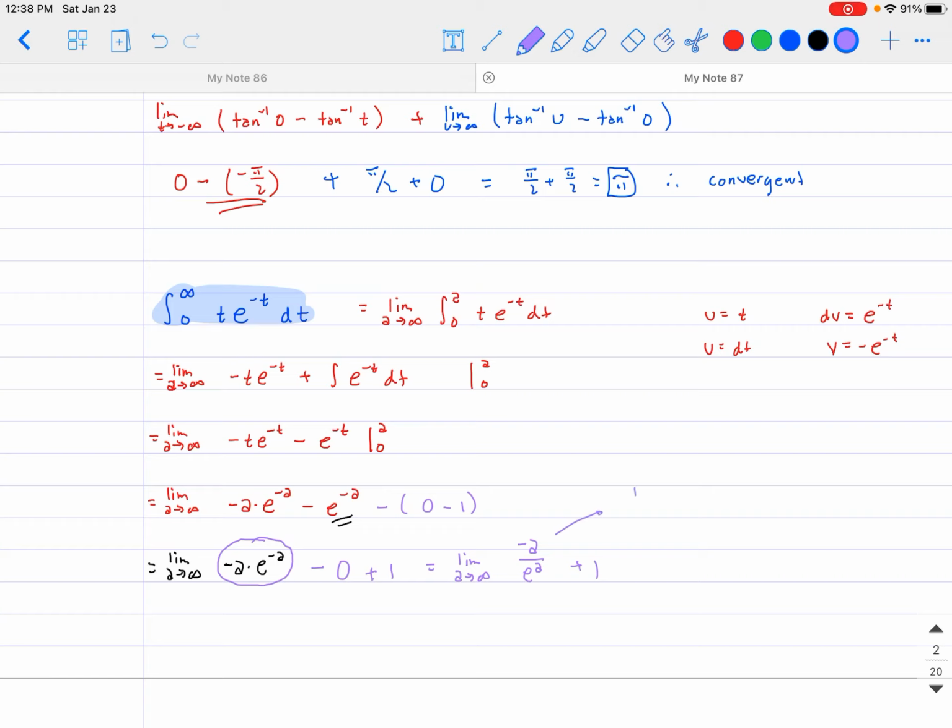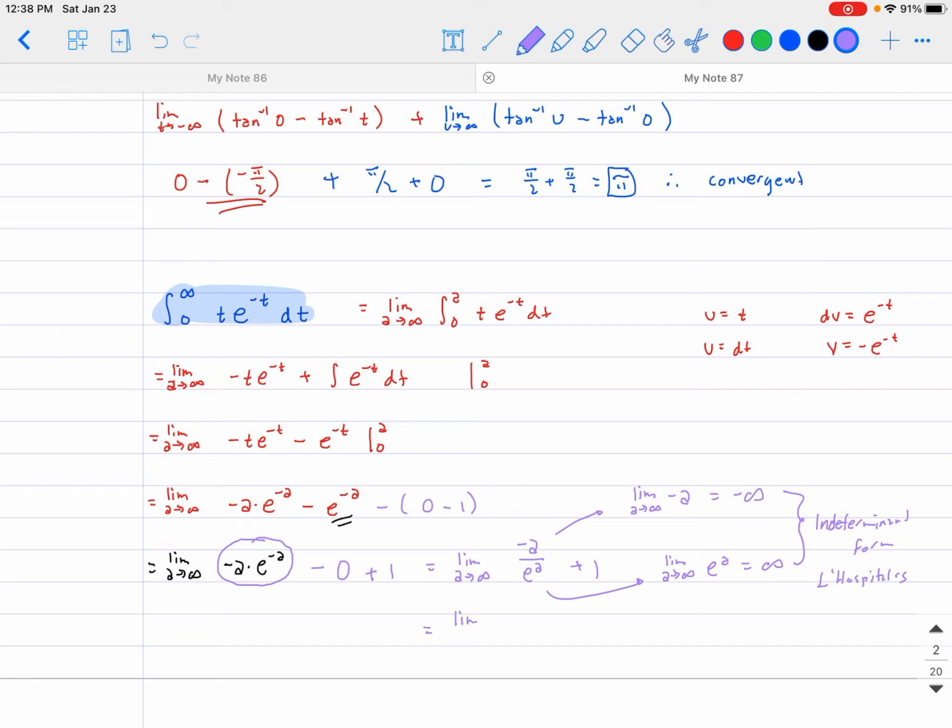You can see the top part right here, limit as a approaches infinity of negative a is going to be equal to negative infinity. And then for the bottom part over here, limit as a approaches infinity of e to the a is also going to be infinity. So this right here is what is known as an indeterminate form. So that's where we have to use L'Hopital's rule. Okay. So that means we have to take the derivative of the top divided by the derivative of the bottom.